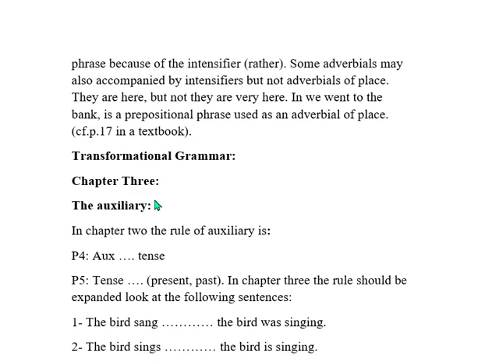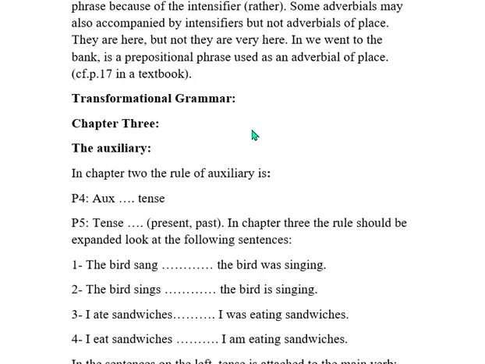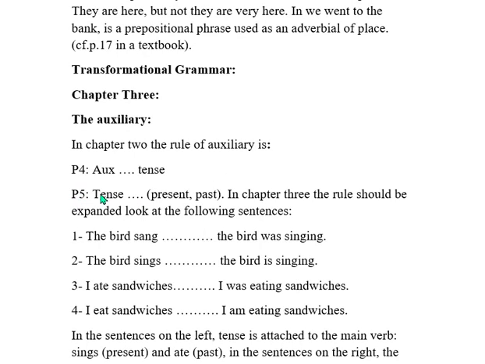Now in this lecture we also need to explain transformational grammar. In chapter 3, the auxiliary. In chapter 2, the rule of auxiliary is phrase structure for auxiliary then tense, as we said above, but phrase structure 5 tense, present, past. In chapter 3, the rule should be expanded. Look at the following sentences. The rule will generate, that means, how to generate the sentences and how to construct them.